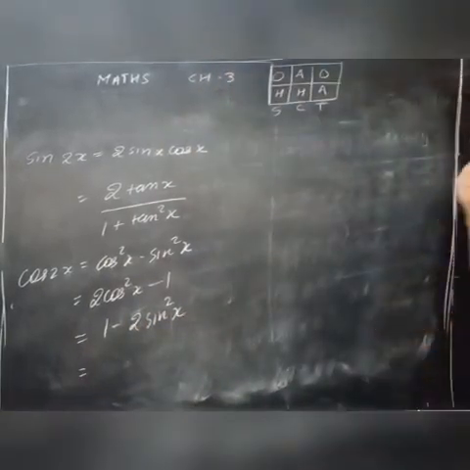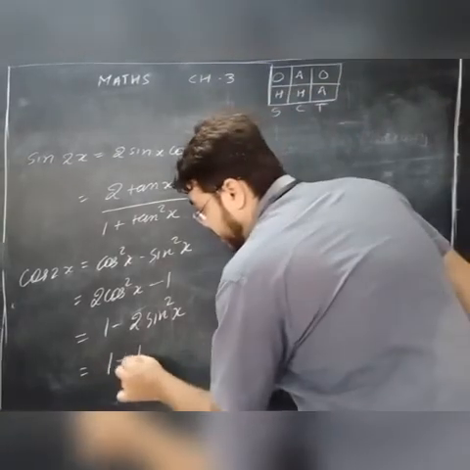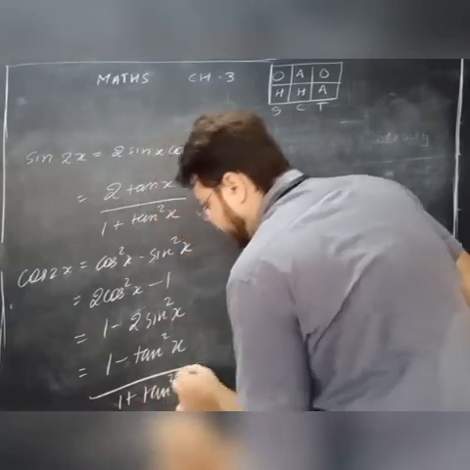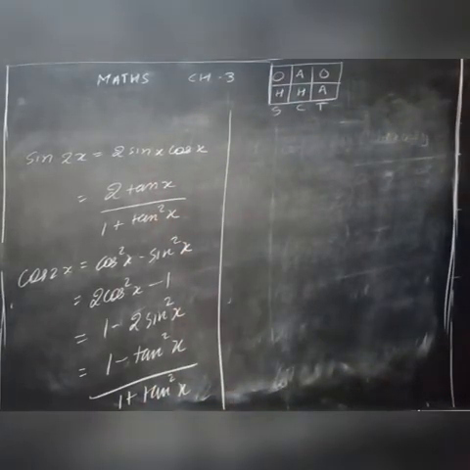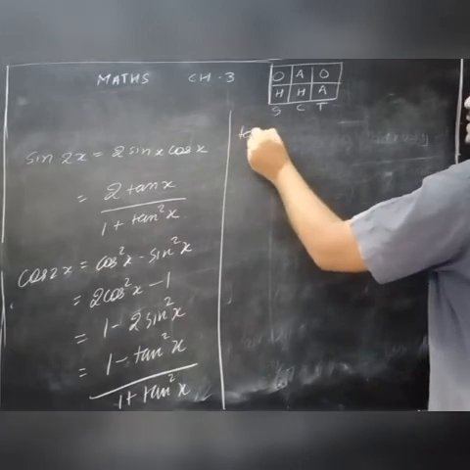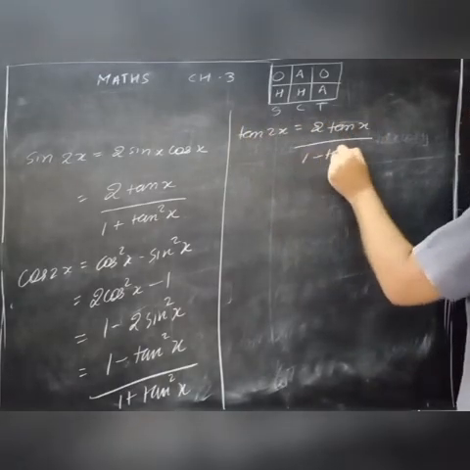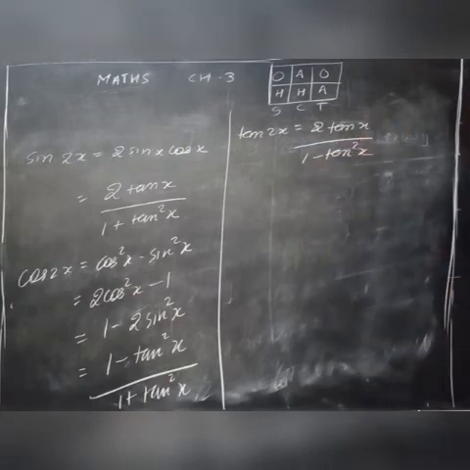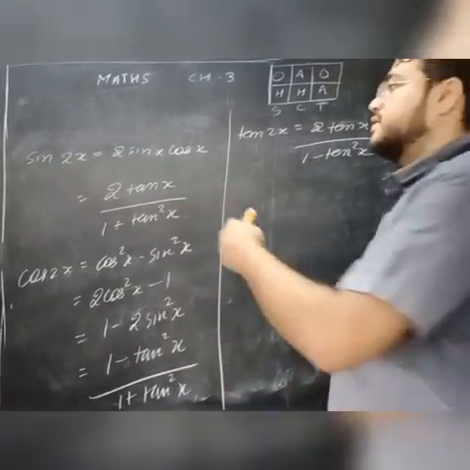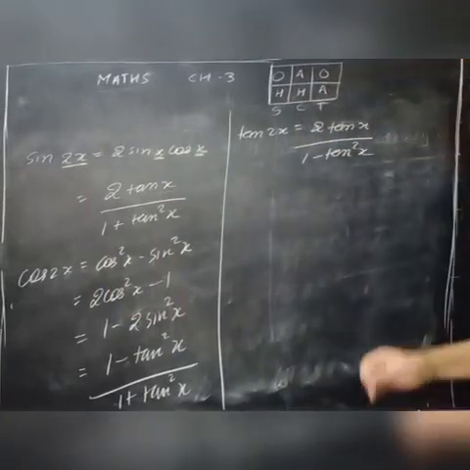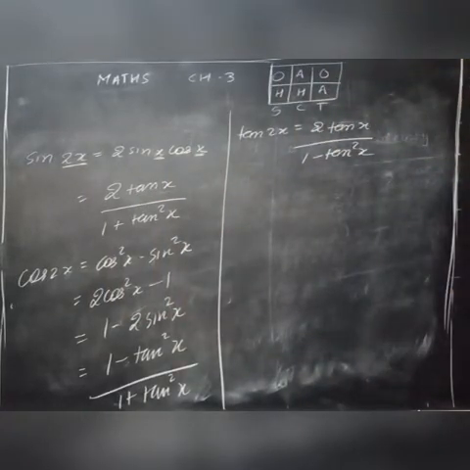Or if I want to write it in the form of tan, it will be 1 minus tan square x upon 1 plus tan square x. Right. If I want to write the formula of tan 2x, then it will be 2 tan x upon 1 minus tan square x. In all these formulas, you can see that the angle is halved. The left hand side angle was 2x, but if you observe the right hand side, the angle is x. So this can also be called half angle formulas.